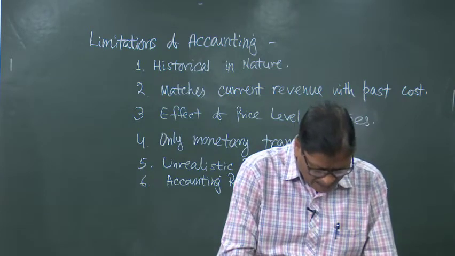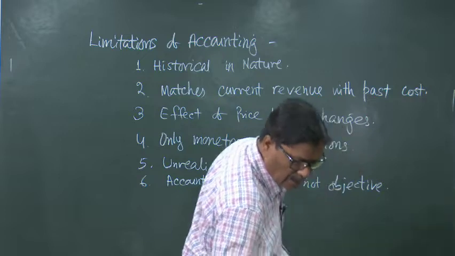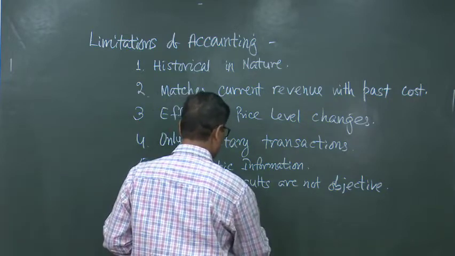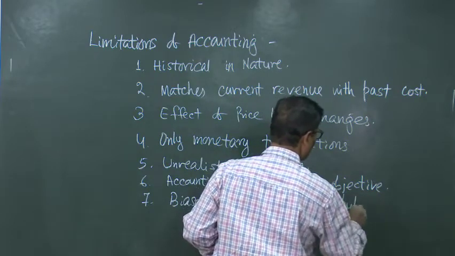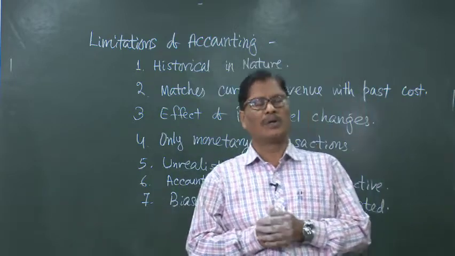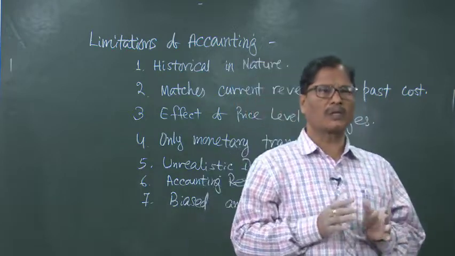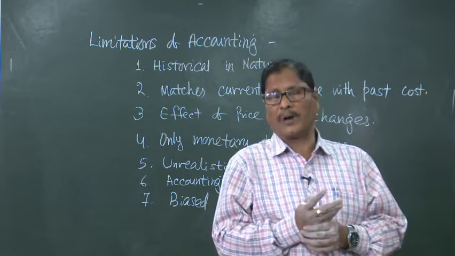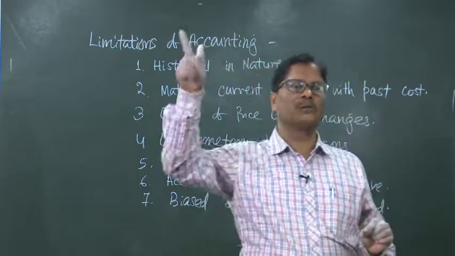Then the last one is biased and subject to manipulation by individuals. If you have heard the word window dressing, what does it mean? Window dressing means we will be showing our assets at a bigger price than actually they are. So if I have got a bias to show the assets at a higher figure, then I can show it at a higher figure by providing less depreciation. The accountant here has got the liberty to use a method of depreciation which amounts to less. So if the depreciation is less, then the asset value will be more. So this is called window dressing.